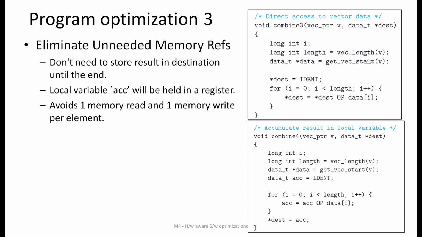Just by replacing the dest pointer reference with a local variable, we are avoiding one load and one store for every element or for every iteration of the loop. And as you are aware, if load and store are misses in the cache, they would take multiple cycles, and during this time the processor will stall. So overall performance will greatly improve with such a small change in the code.